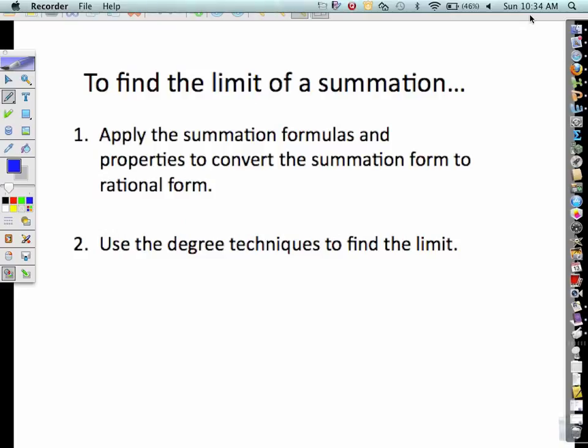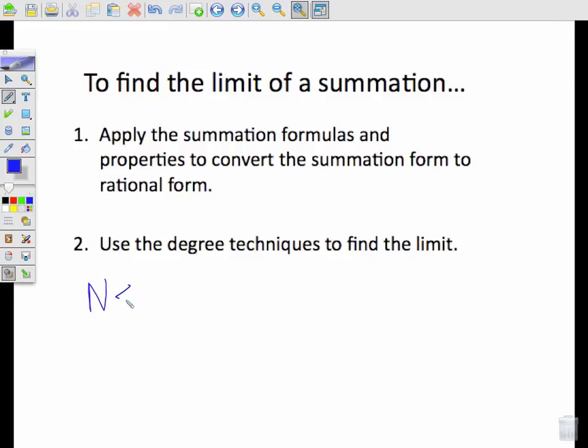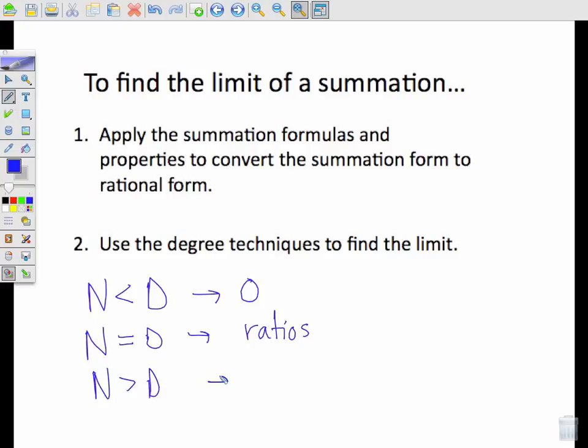As we continue here, in this portion right now, we're going to be finding the limit of a summation. And in order to do that, we generally just apply the summation formulas and their properties, and then we will use the degree techniques to find the limit. And remember, the degree techniques are this. If the degree of the numerator is less than the degree of the denominator, then the limit is 0. If the degree of the numerator is equal to the denominator, then you do the ratios of their coefficients, and if the numerator's degree is greater than the denominator, then the result is no limit.